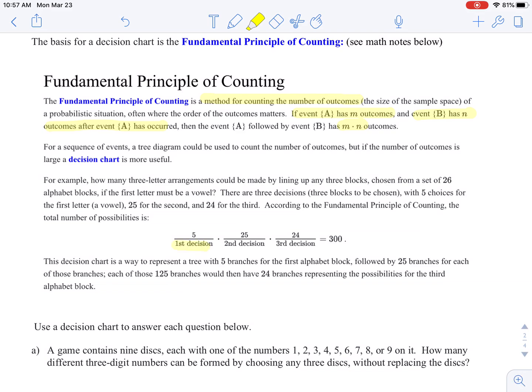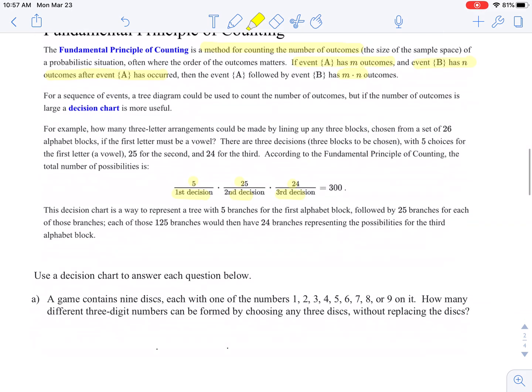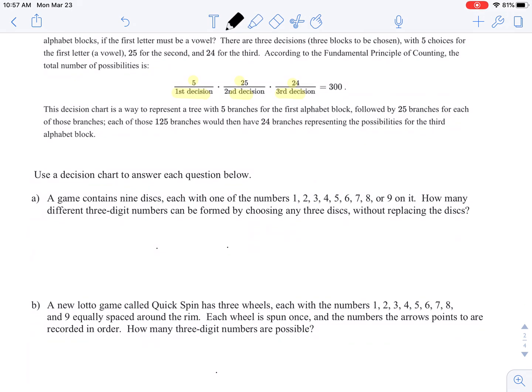So I'm going to make my decision chart with my first, my second, my third decision. Then I'm going to multiply the choices that I have for each of those decisions together to get my final answer. I'm going to do a couple more examples here for you.